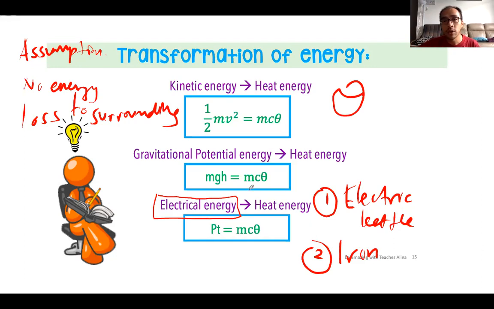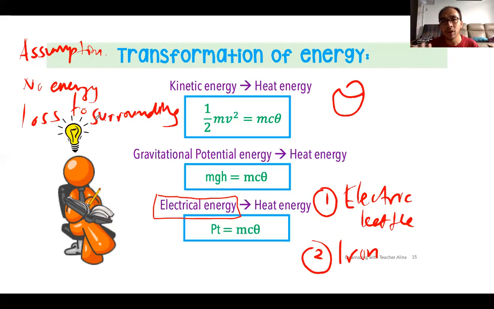So next time when you're looking around, when you're doing something that involves electrical energy, think about whether there is a transformation of energy happening there. Is this electrical energy being used to provide heat energy? Most likely, it is related to this formula. But remember the assumption. I'm going to repeat this for the third time. The assumption is that we do not lose any energy to the surroundings. It means electrical energy fully converts to heat energy.